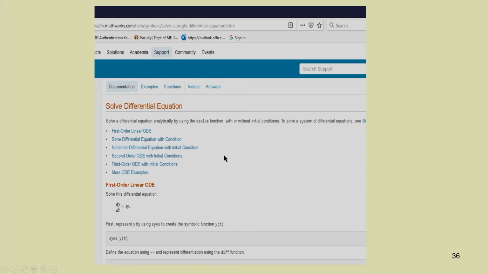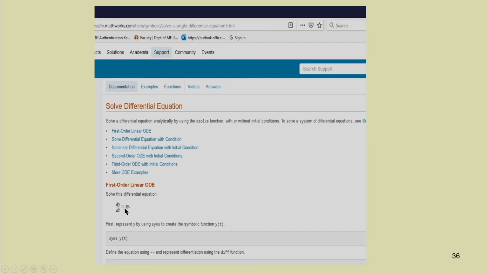The purpose of showing this is that you can use this MATLAB help file or this demo file. There are several things there: solution, support, documentation, examples, function, video. All these things are there. In the help file, you can find the commands that you can use for your purpose. In this case, this is a first order differential equation dy by dt equal to Ty.